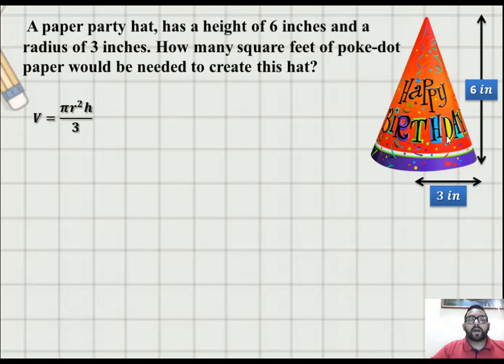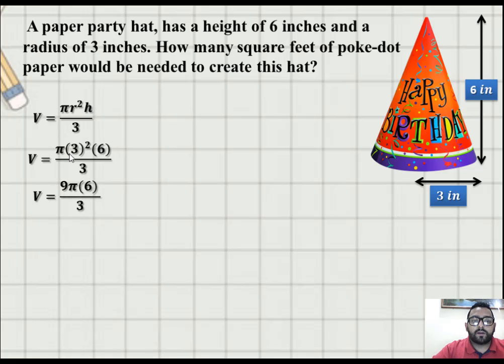Let's say this one, pi times r to the second multiplied by the height divided by 3. Remember, it's divided by 3 because a cone is like the third part of a cylinder when you divide the cylinder into 3 equal parts. Then we are going to substitute values. The radius is 3, and the height or altitude is 6.